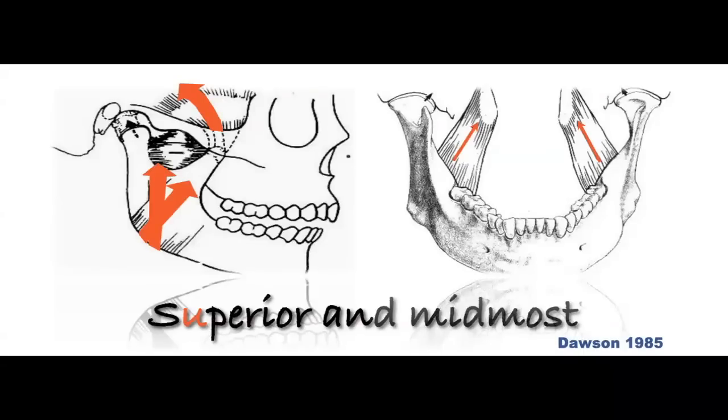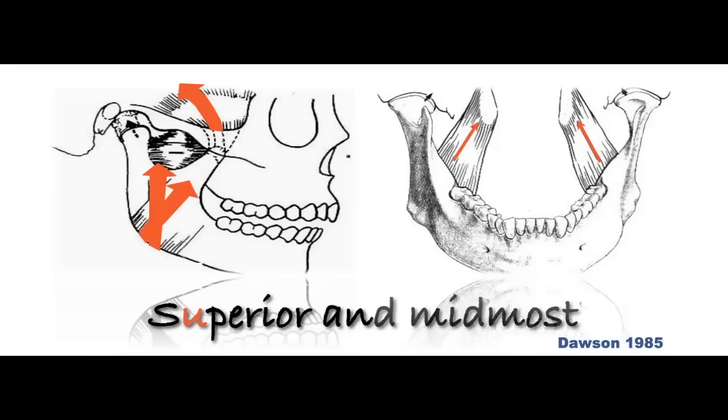So this is the reason why the medial pole of the condyle, which you're seeing right here on this right-hand side, is braced against that vertex of the glenoid fossa. This is how we determine that superior and midmost position. These positions have everything to do with physiology. They have everything to do with the direction of load of these muscles. So the centric relation position has everything to do with the way that the muscles work physiologically.